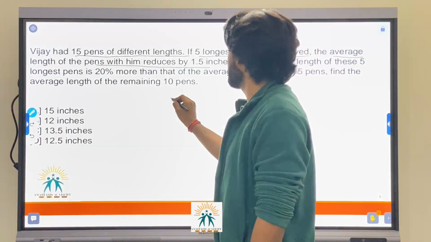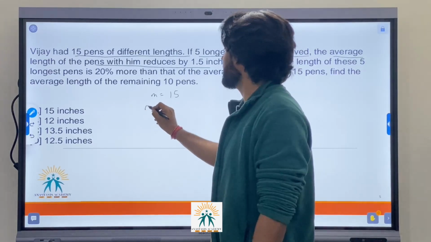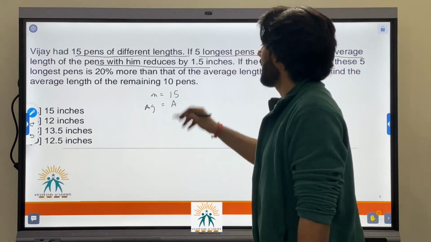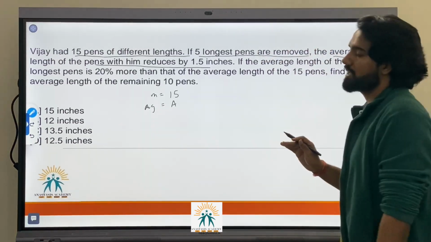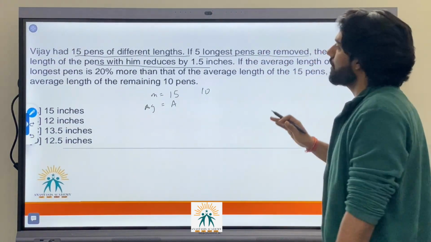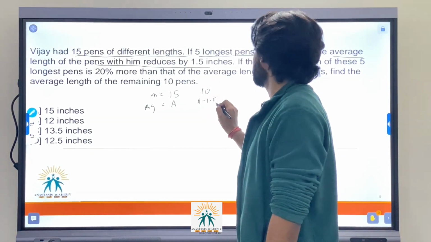So let's just assume we have 15 pens of different length. And let's just assume the average length of these pens is A unit. Now 5 longest pens are removed. So how many pens are left? 10. And the average of these pens then reduces by 1.5 inches.